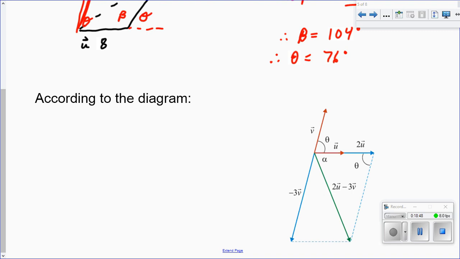So now I need to continue and actually solve my question, and I need to find the magnitude of my green vector 2u minus 3v, and then its orientation. So I need to do these two steps here. Again, I'm going to pause my video and do the calculations, and I'm going to use the cosine law and the sine law simultaneously in order to get these values. So bear with me, and I'll be back to you in a second.